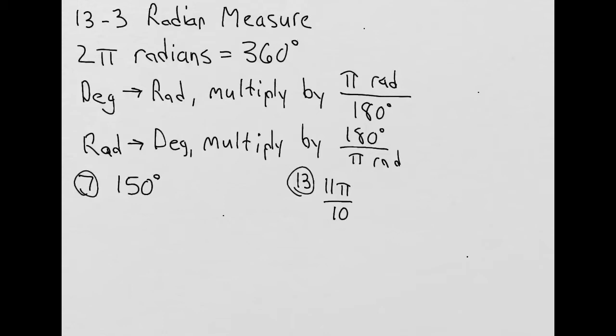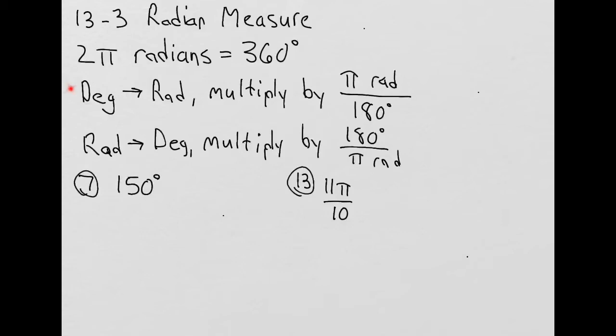The basic idea is that a circle has 360 degrees. Well, in radians, that is just 2 pi. So 2 pi radians is equal to 360 degrees. It's a fairly simple conversion process.